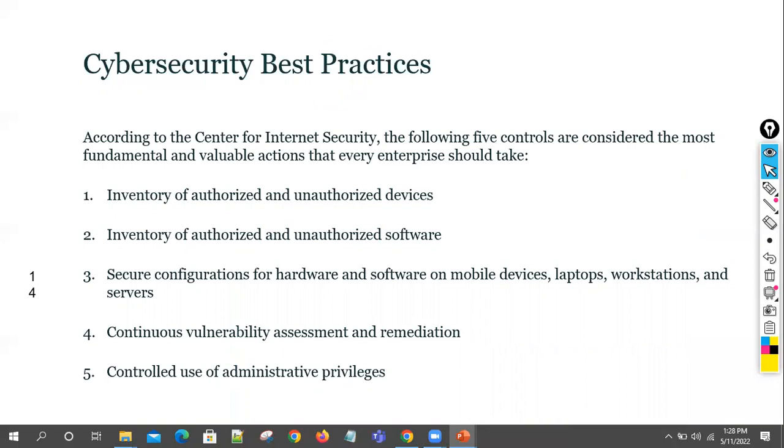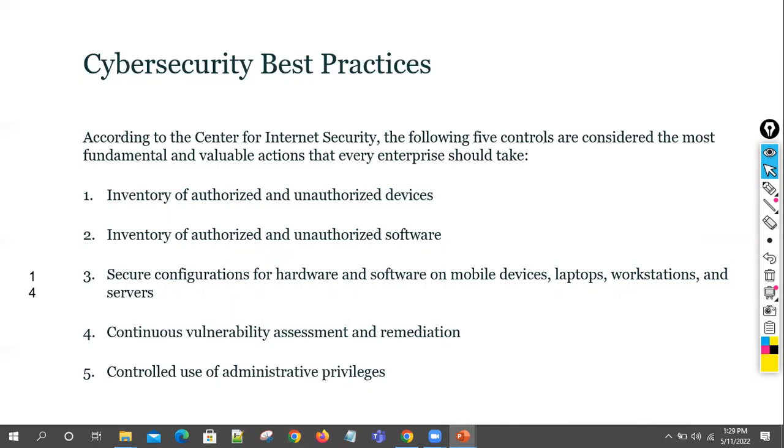The first thing is that according to the Center for Internet Security, we need to have a proper inventory of authorized and unauthorized devices. First, we need to find out the assets. What assets do we have in our organization? We need to identify our assets, and in the same way do the device related inventory.